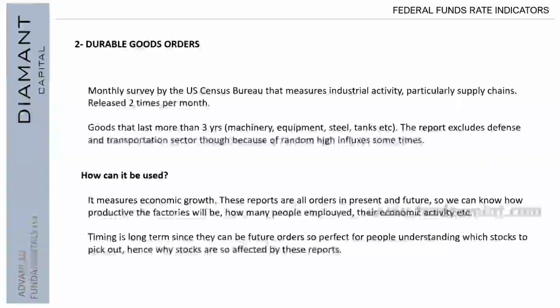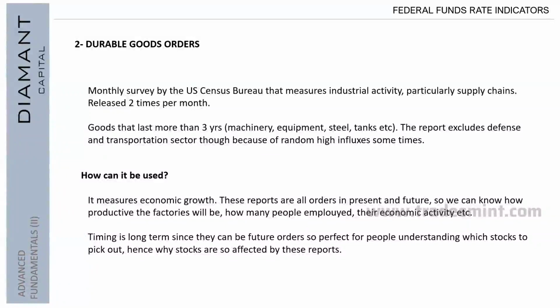So the second indicator that they mainly look at is the durable goods orders. It's a monthly survey by the US Census Bureau that measures industrial activity, particularly supply chains. This is released 2 times per month. The goods that we're looking at are the goods in particular that last more than 3 years. So what that includes is machinery, equipment, steel, tanks, and etc. The report excludes the defense and transportation sectors because of random high influxes sometimes.